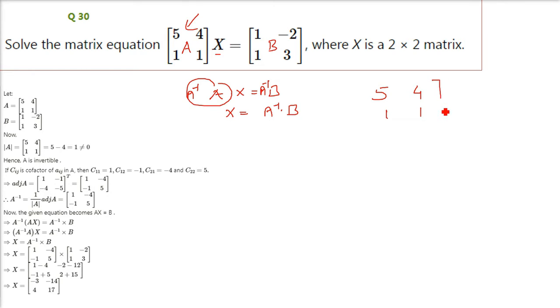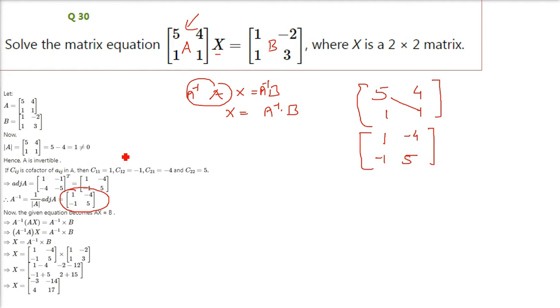There is a very shortcut method. This is 5 4 1 1. Let us compute the A inverse. Exchange this 5 and 1, the diagonal elements, and then change the sign of the other remaining elements. So 1 and 5 you have exchanged, and 4 and 1 I am changing the sign. And this is the inverse. This is a shorthand trick of computing the inverse: just exchange the diagonal values and take the negative of the other values. So this is A inverse.